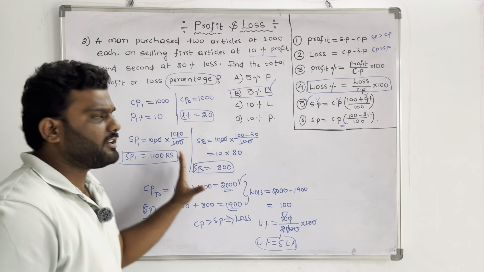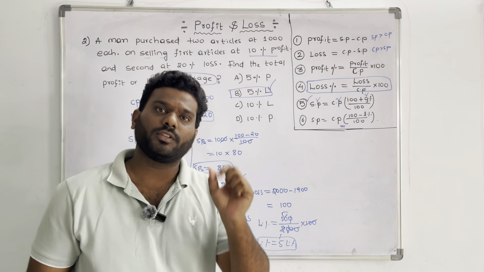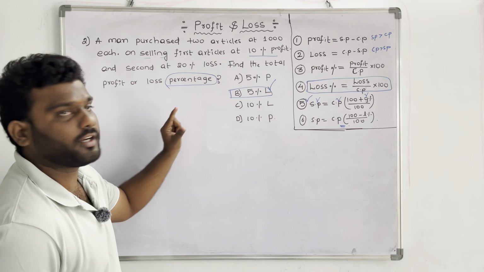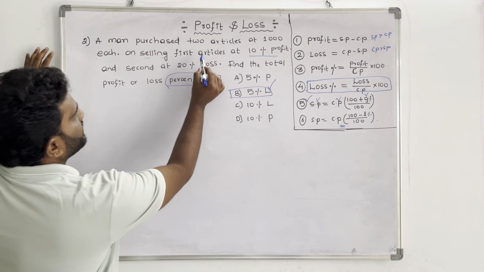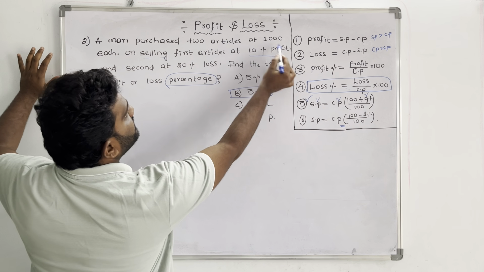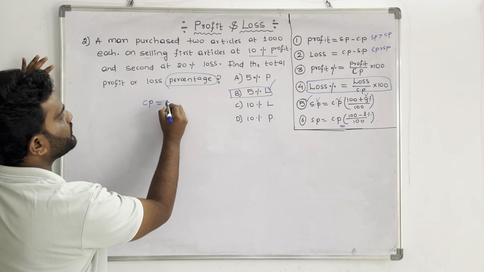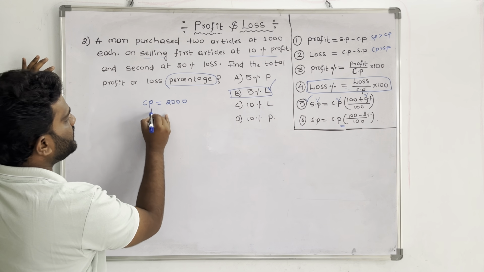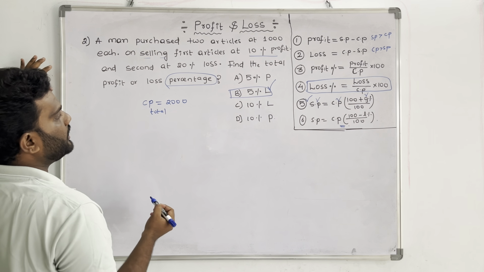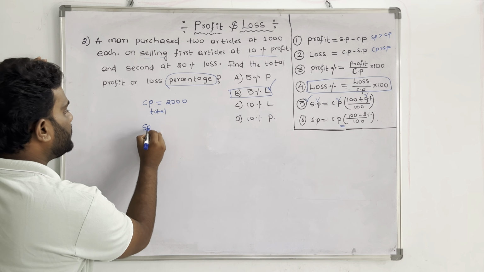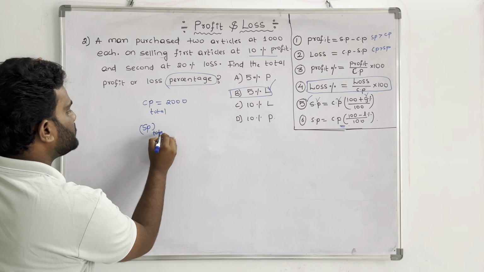So this is the very big method. So I will tell you the shortcut now. Okay, so the shortcut is here. You can see he purchased two articles at 1,000 each. Two articles means what is the total cost price? 2 into 1,000, 2,000. So this is the total cost price. Now you have to find the total selling price. How will you find the total selling price?